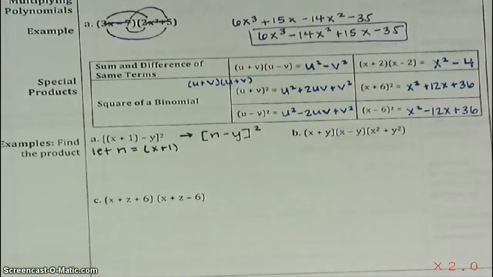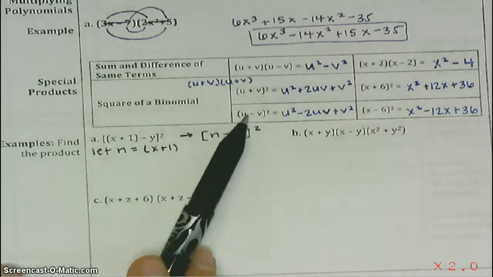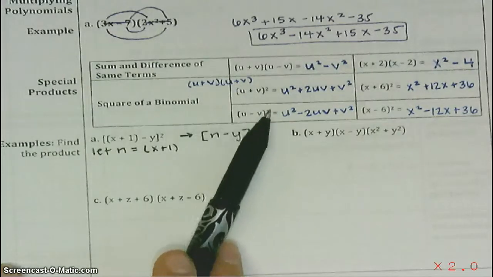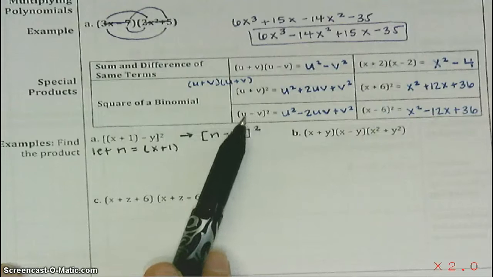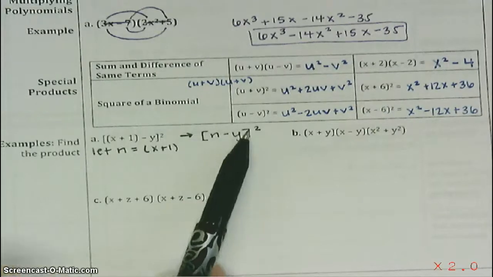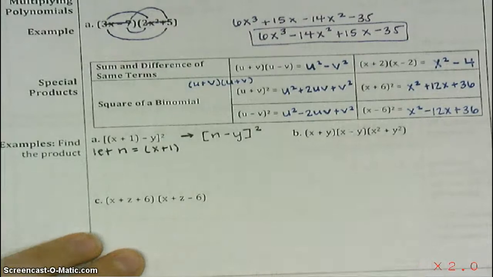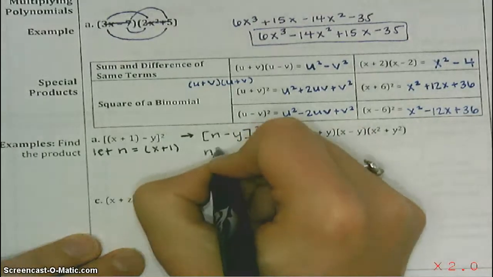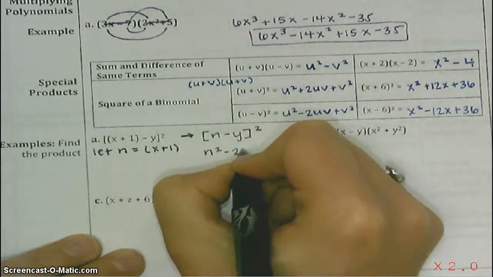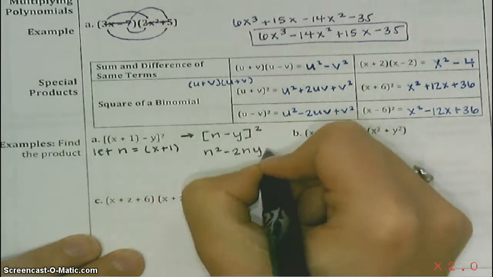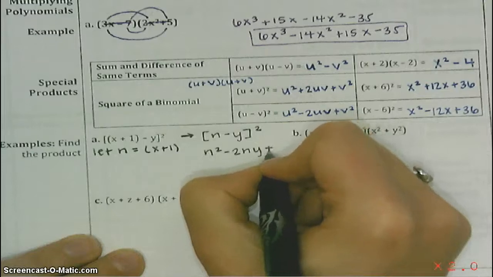So here's what I would ask you if you were in class: which one does it match, 1, 2, or 3? It's going to go along with this last one right here. You can see that we have 2 terms with a negative to the second power. So if we use this format to FOIL it, it's going to become n squared minus 2ny plus y squared.